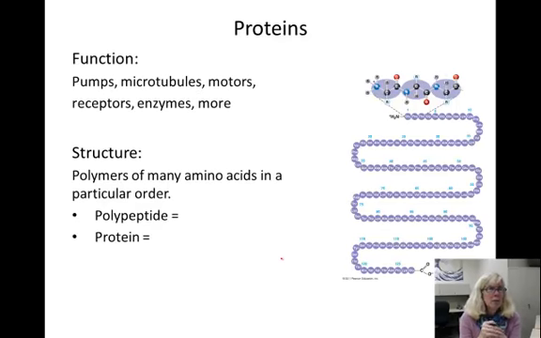Proteins are a hugely interesting group of molecules that have dozens of different functions in the cell. So far you've seen them as pumps, microtubules, motors, receptors, and enzymes. A protein consists of a polymer of many amino acids in a particular order. We define a polypeptide as a single polymer, and a protein is made of 1 or more polypeptides with a specific shape.